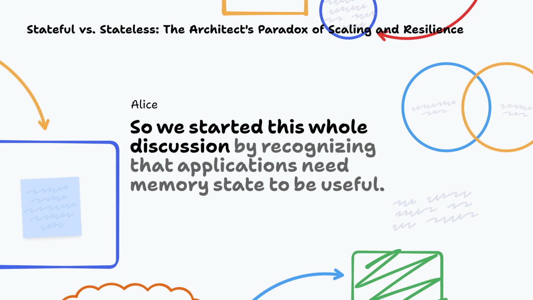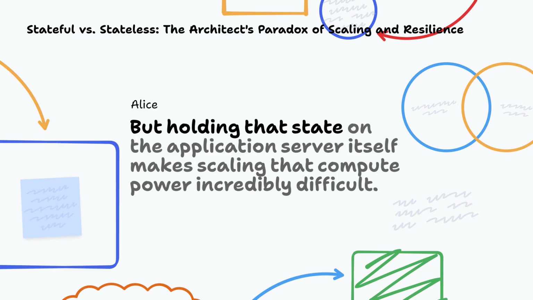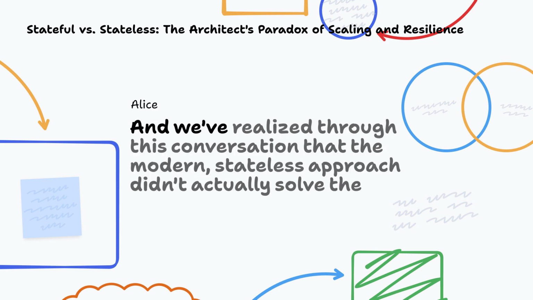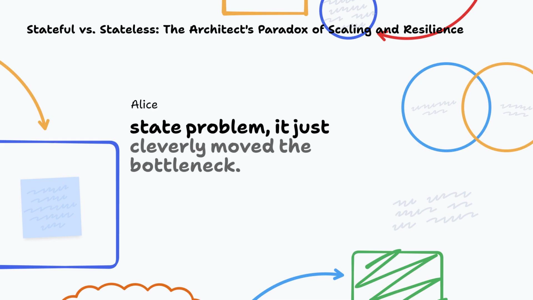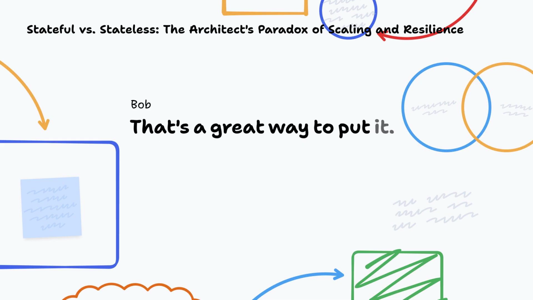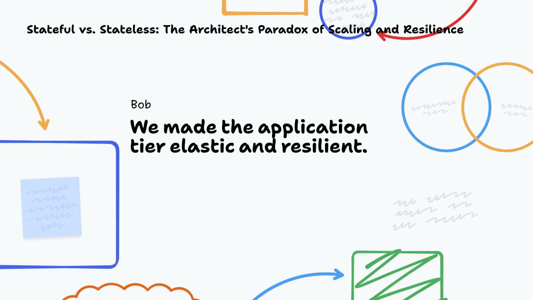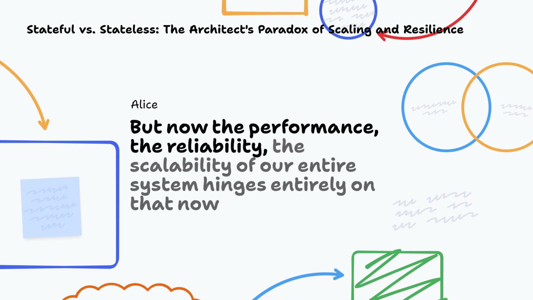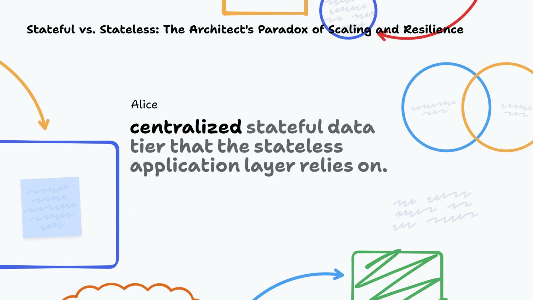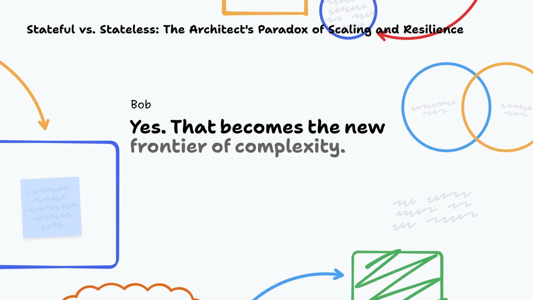So we started this whole discussion by recognizing that applications need memory, state, to be useful. But holding that state on the application server itself makes scaling that compute power incredibly difficult. And we've realized through this conversation that the modern stateless approach didn't actually solve the state problem. It just cleverly moved the bottleneck. That's a great way to put it. We made the application tier elastic and resilient. But now the performance, the reliability, the scalability of our entire system hinges entirely on that now centralized stateful data tier that the stateless application layer relies on. Yes, that becomes the new frontier of complexity.